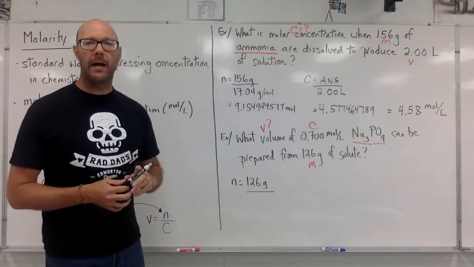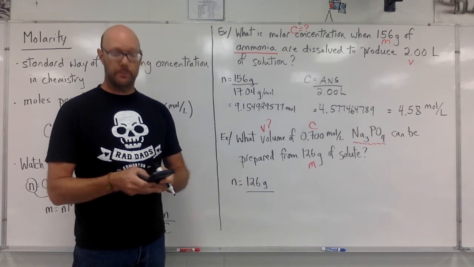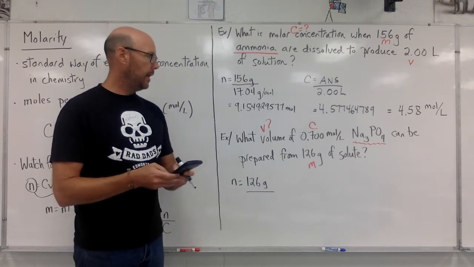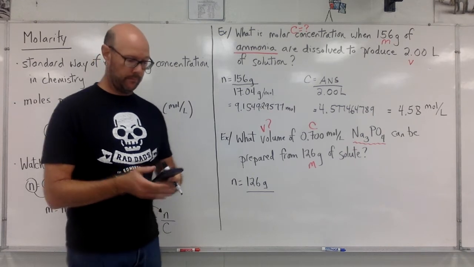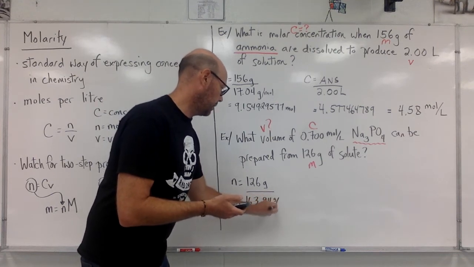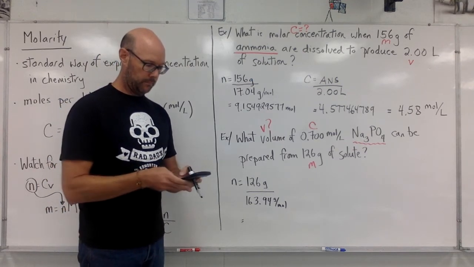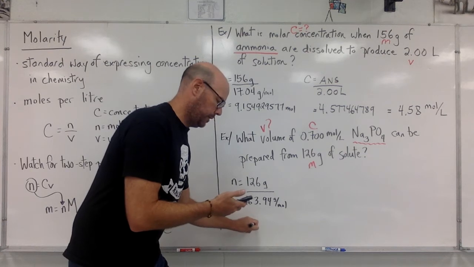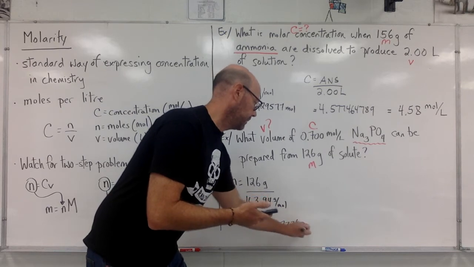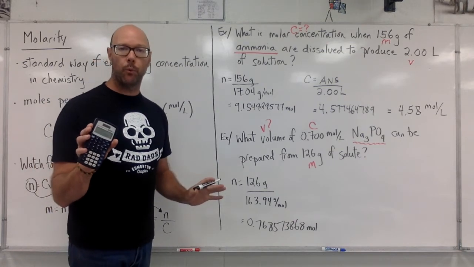over the molar mass of Na3PO4. That's 3 sodiums at 22.99 each, and a phosphorus is 30.97, and 4 oxygens is 64. It's 163.94 grams per mole. I do that operation, we get 0.7685738868. That's the moles. That number's just sitting on my calculator. I'm not rounding it or doing anything at this point.